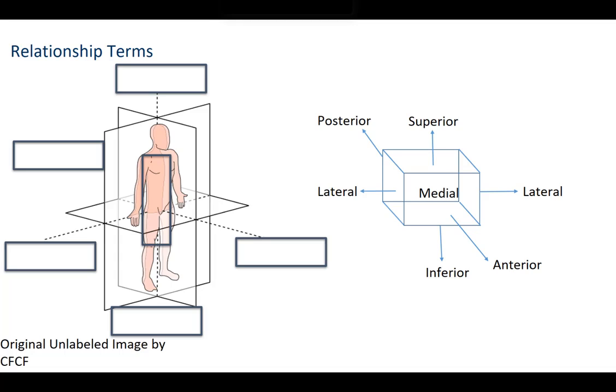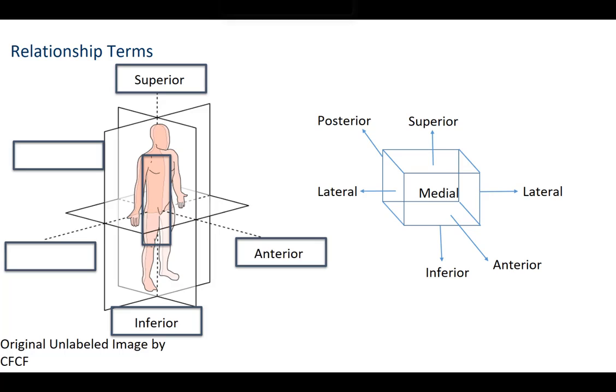So above we have superior, which means a structure above another. So think, what box will it be in? This box here. Opposite of superior is inferior, meaning below. So what box will it be? This one here. You could say the head is superior to the feet. We have anterior, meaning in front, making it this box.